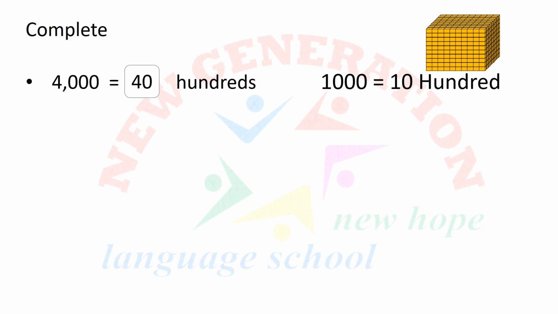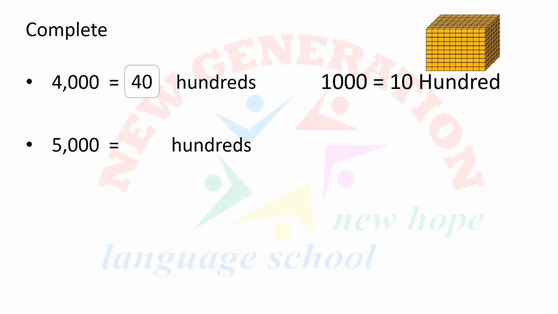If you want to put the 4000 in terms of the hundreds, you must cancel two zeros. If you want the 4000 in terms of the tens, you must cancel one zero, and so on. Okay, our next question.